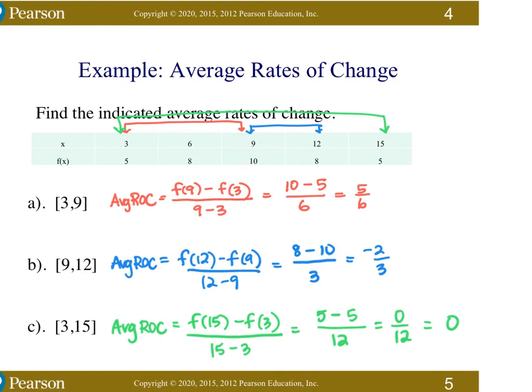So that's why it makes things hard to predict. Because if you just looked at 3 to 9, you'd say, oh, that's a positive rate of change, so this data must be going up all the time. But if you look at 9 to 12, that data is going down. And if you looked from 3 to 15, there was no change at all. It stayed the same. So what's the right rate of change to use to predict what's going to happen in the future? Will it go up? Will it go down? Will it stay the same?